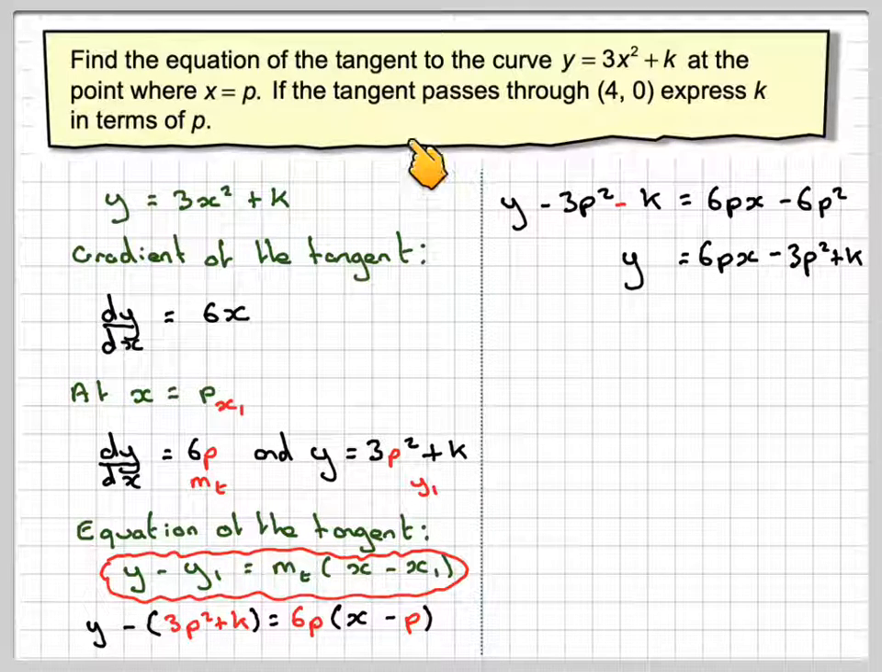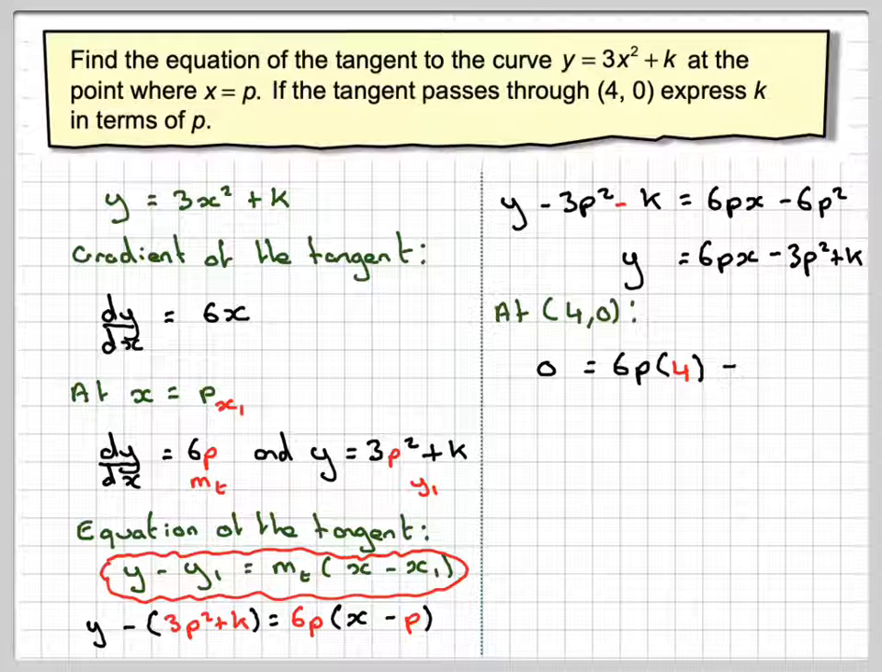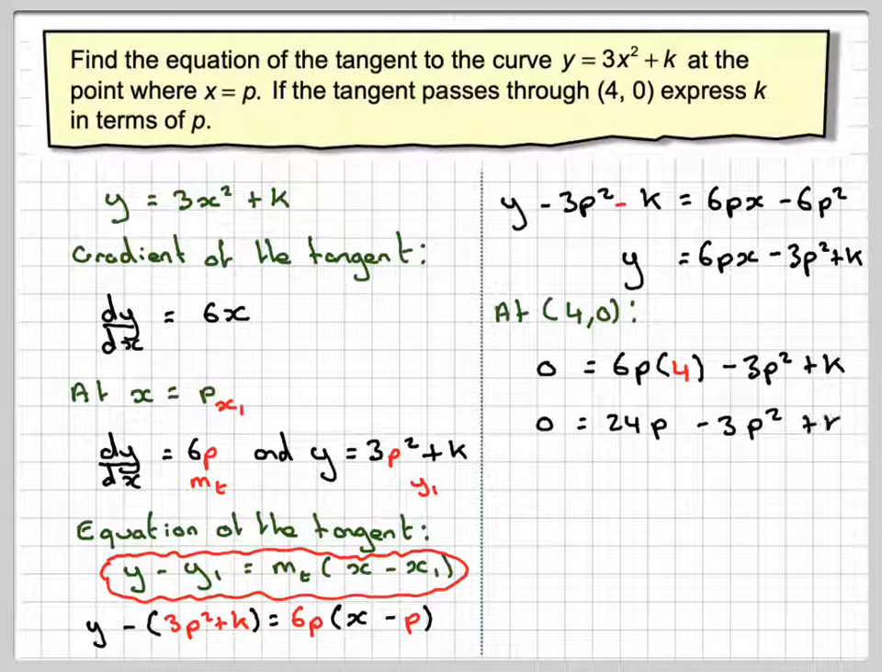Now we know this tangent passes through the point (4, 0), so at (4, 0), x is 4, y is 0, so we're going to have that 0 is equal to 6p times 4 minus 3p squared plus k. 6 fours give me 24, so that's 24p minus 3p squared plus k.